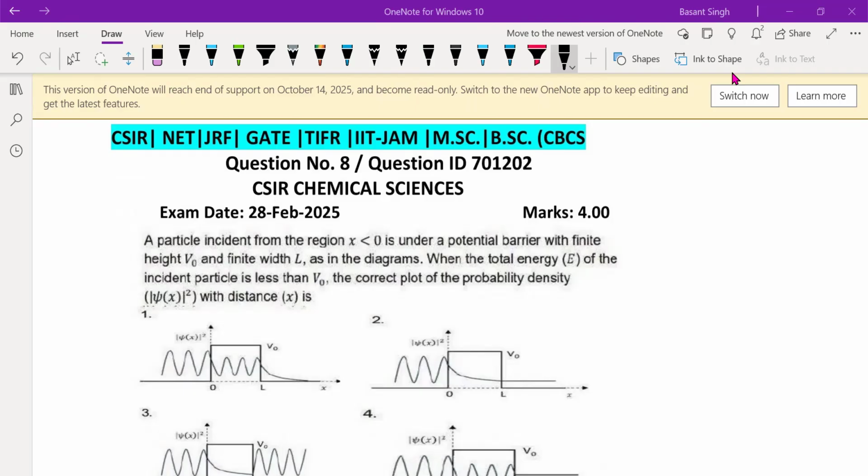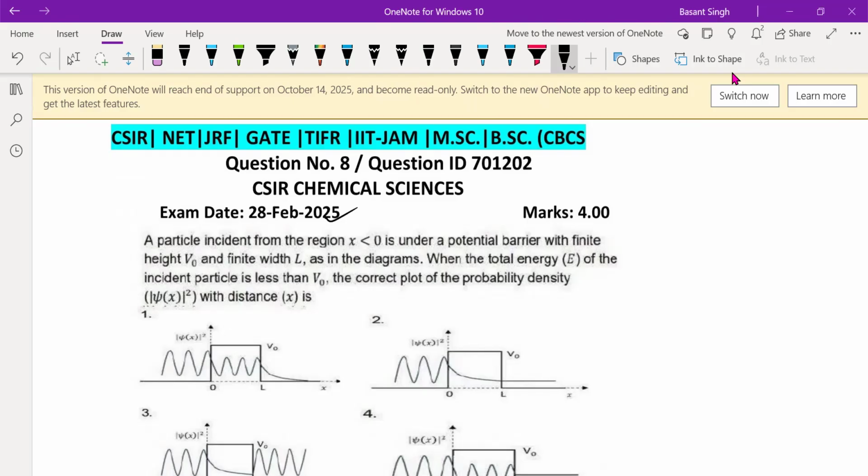In this video, I would like to show an explanatory solution to a CSIR chemical science question that was asked in 2024 December, and the exam was held on that date.